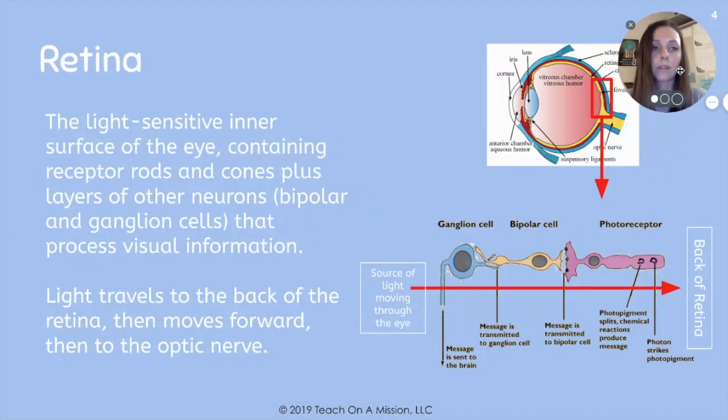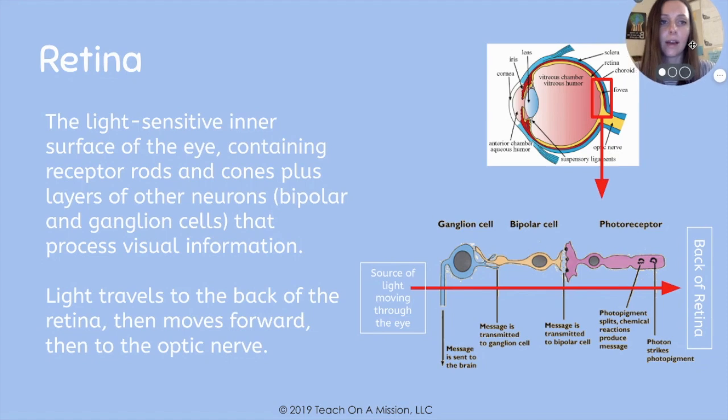Okay, let's talk about the retina because this is a really, really important part of the eye. So we have the light-sensitive inner surface of the eye. So it's inside, right? Like I said before, it's in this back area of the eye on the inside, containing receptors, including rods and cones, which we'll talk about the difference of those, and other layers of neurons containing our bipolar and our ganglion cells that help us process our visual information.